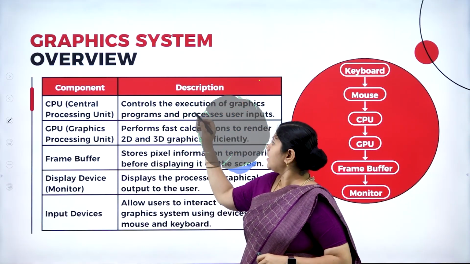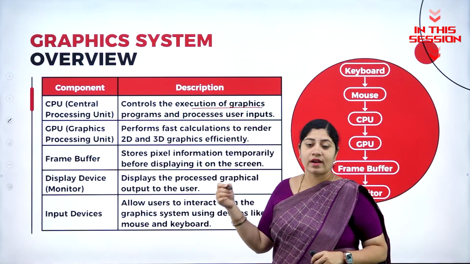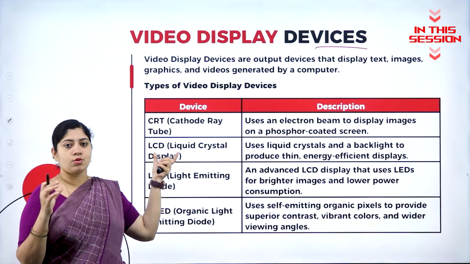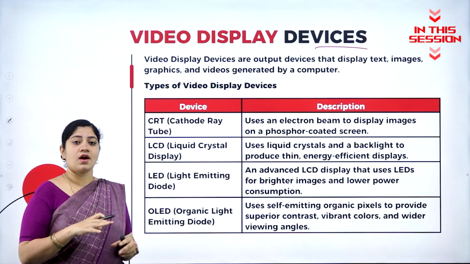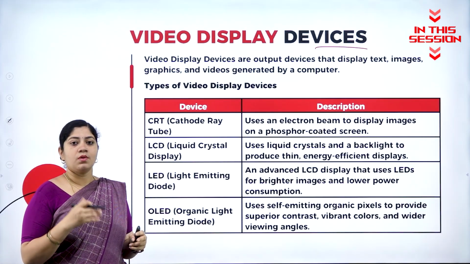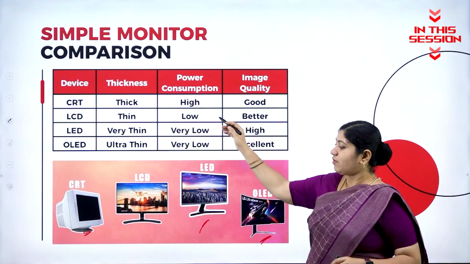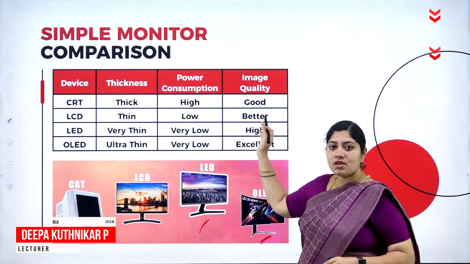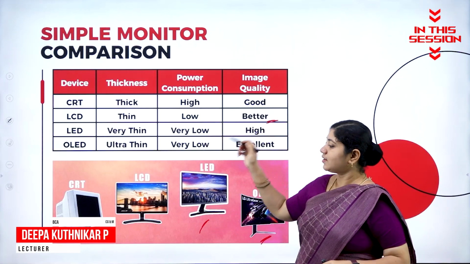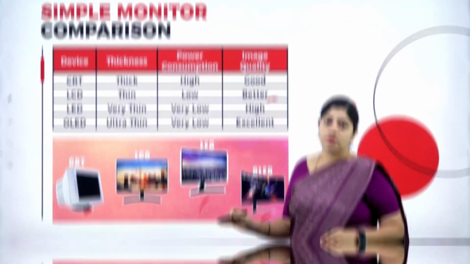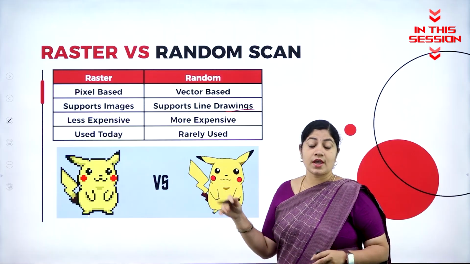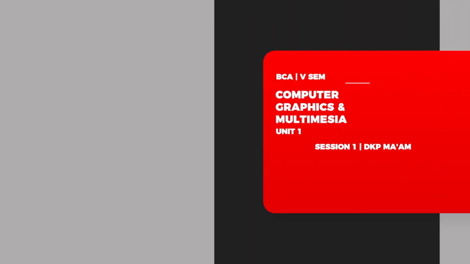The CPU helps in controlling the execution of graphics programs and it is used to process the user inputs. First one and the basic one is cathode ray tube. So this is a very basic level of display unit and the power consumption is low when it is compared to a CRT tube. Then the image quality is better compared to that CRT tube. The raster scan is less expensive as well as random scan is more expensive.